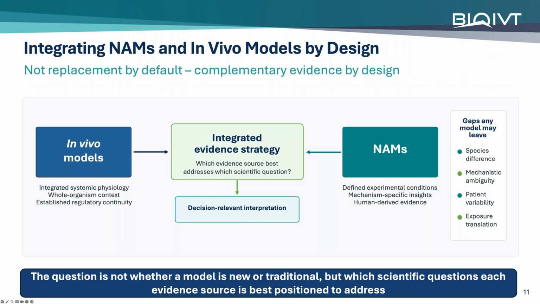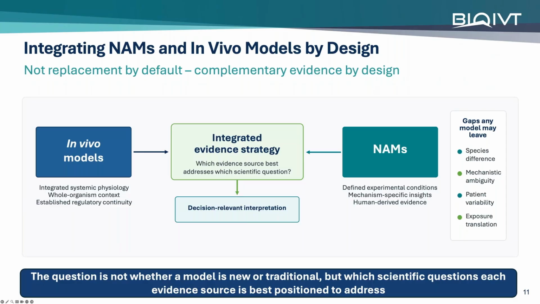But I want to be very clear that those are illustrative capabilities, not fixed advantages. There are in vivo models that provide excellent mechanistic information. There are NAMs with substantial biological complexity and variability, and not every NAM uses human-derived biology, and not every in vivo model provides all of the integrated information required for a particular question. The value depends on the specific model and its context of use. More importantly, every model can leave gaps. Recognizing those gaps changes the way we think about integration.